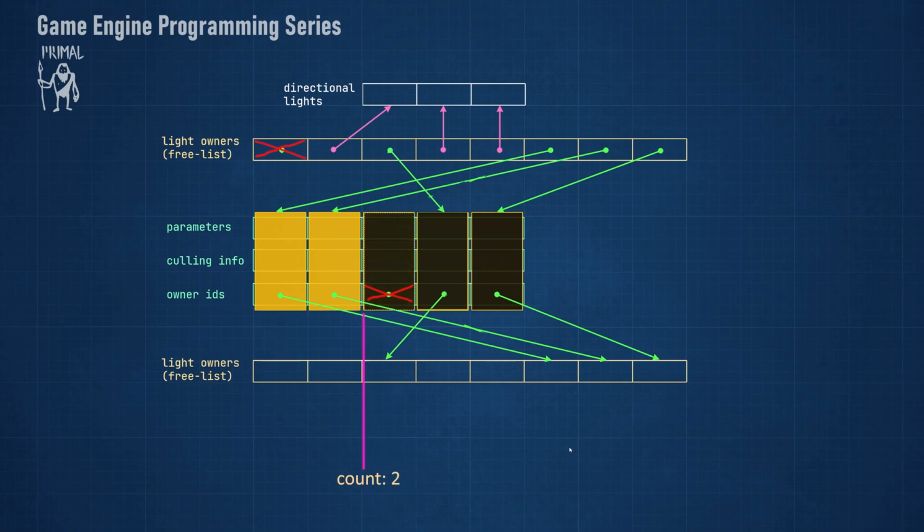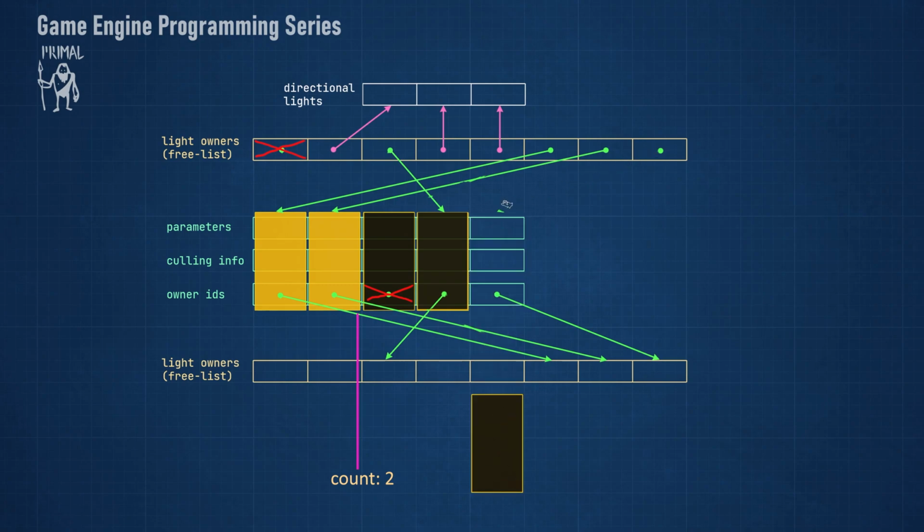Again, we decrement the enabled lights counter. As a last example, when we enable a light, we can swap it with the first disabled light and increment the counter.